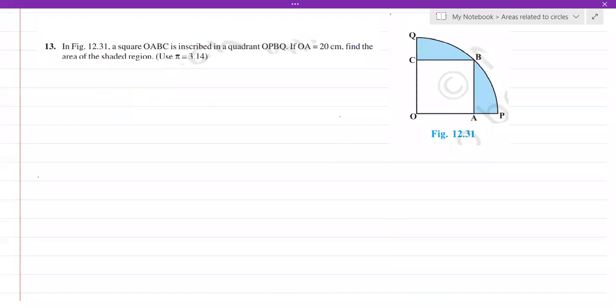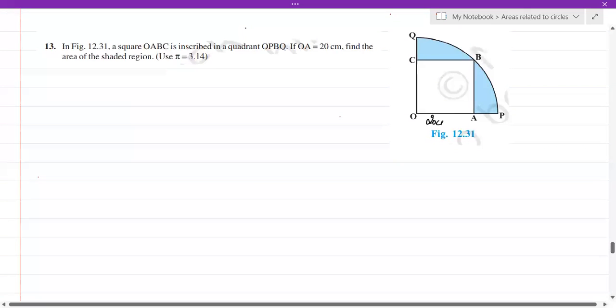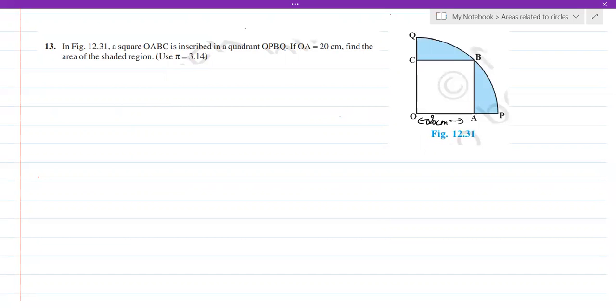Let's get into the next one. In the next question, a square OABC is inscribed in a quadrant OPBQ. So OPBQ is a quadrant. Okay. OA is equal to 20 centimeter. So this value is equal to 20 centimeter. Now what we have to find is the area of the shaded region.